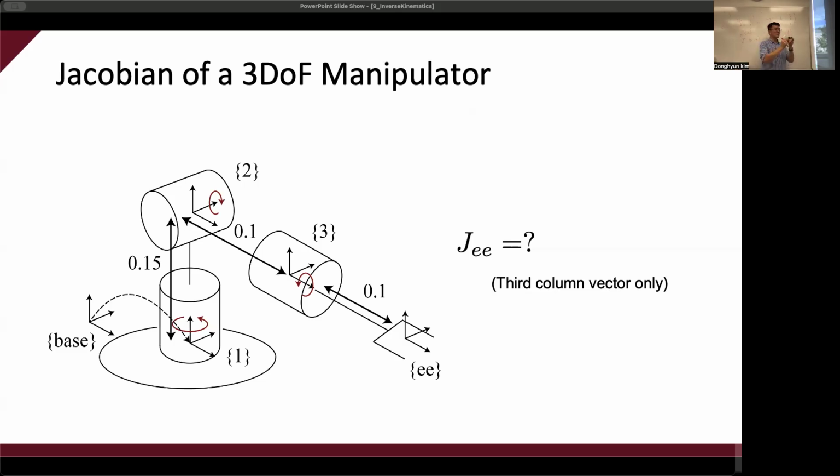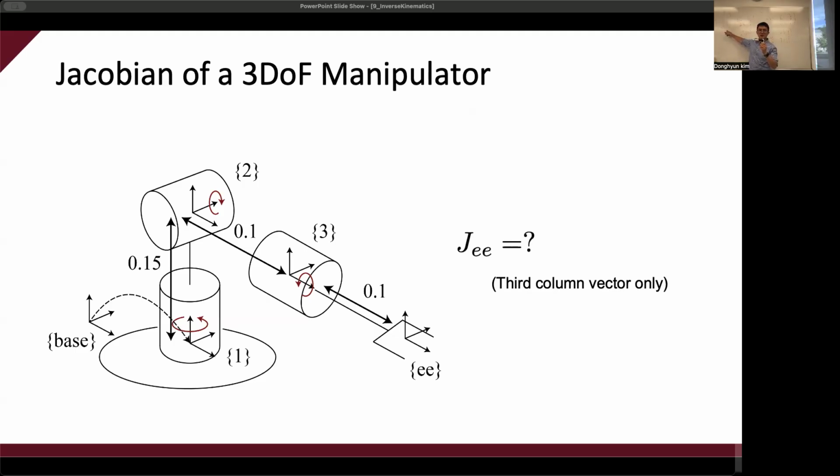Question? Because this link length is 0.2 in this diagram, when this joint is making the 1 radian per second angular velocity at this posture, then you're going to see the 0.2 meter per second downward velocity at the end effector, right? That's why we're going to get minus 0.2 here.